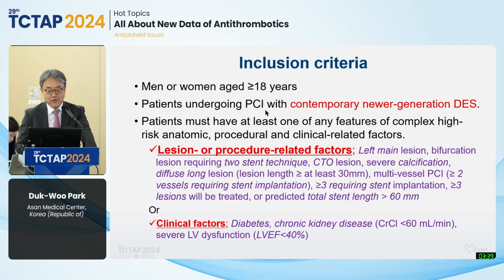This is also confirmed by the THEMIS and PEGASUS trials, showing that 60 milligram has a much more beneficial trade-off between ischemic and bleeding risk. For our trial inclusion criteria, we use contemporary second and third generation drug-eluting stents. We confine to very high-risk anatomical factors: left main disease, bifurcation requiring 2 stents, CTO, severe calcified lesions, diffuse long lesions more than 30 millimeters, multivessel disease with at least 3 lesions requiring stent implantation, or predicted total stent length more than 60. And in clinical factors, diabetes, CKD, or severe LV dysfunction.